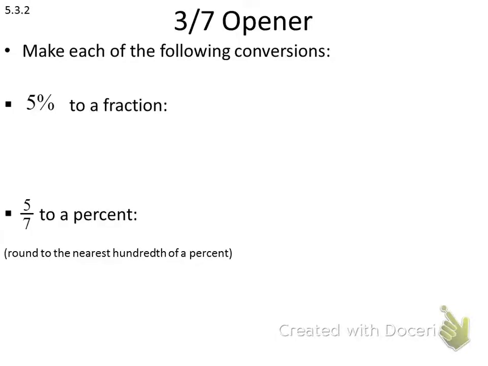If it's out of 100, what's my bottom number going to be? 100. What's the bottom number of a fraction called? Denominator. So what's my top number going to be? 5. And what's the top number called? Numerator. Am I finished with this fraction? No, because I have to reduce, and I'm reducing by 5s. Whatever I divide the top by, I divide the bottom by. 5 divided by 5 is 1, 100 divided by 5 is 20.